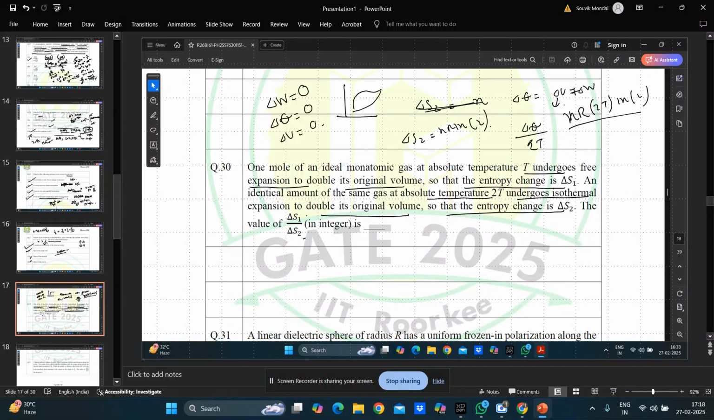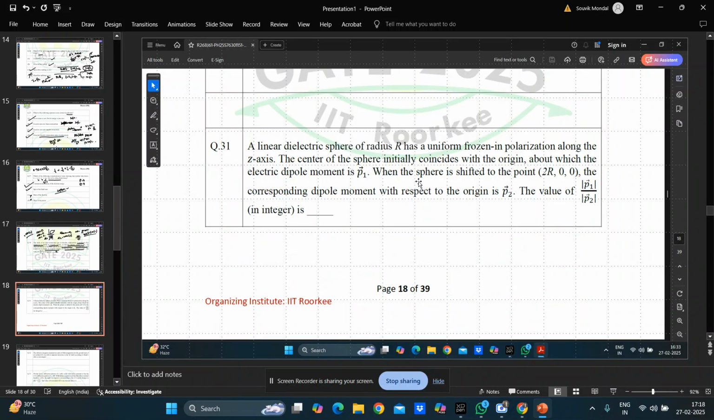But the thing is, we can connect this process with a reversible process. If you remember the theory of the free expansion, in this case we also assume that delta S is equal to dQ by T. We can connect it with an isothermal process. So as it is reversible, it is again NR log 2. So delta S1 by delta S2 is simply 1. Both the cases are NR log 2.